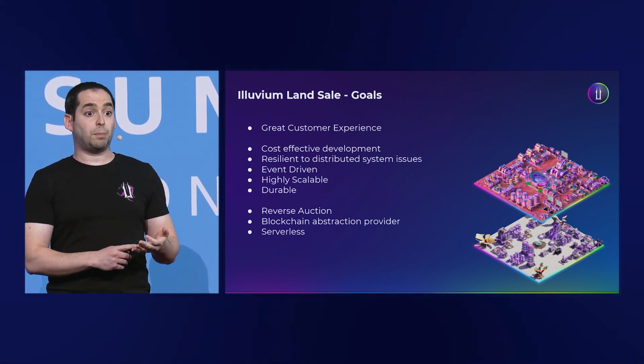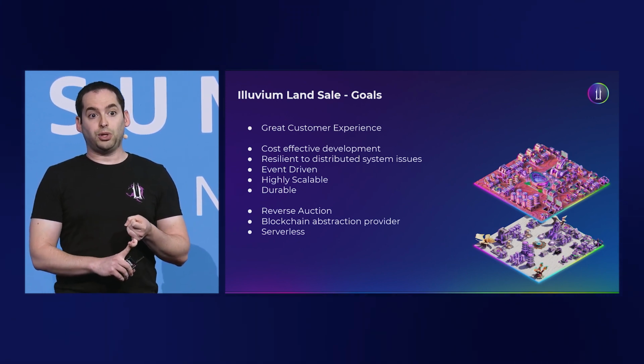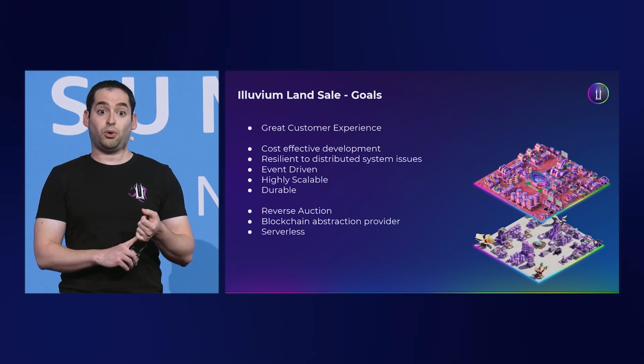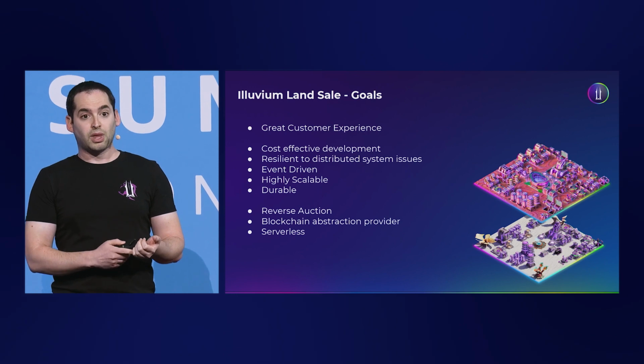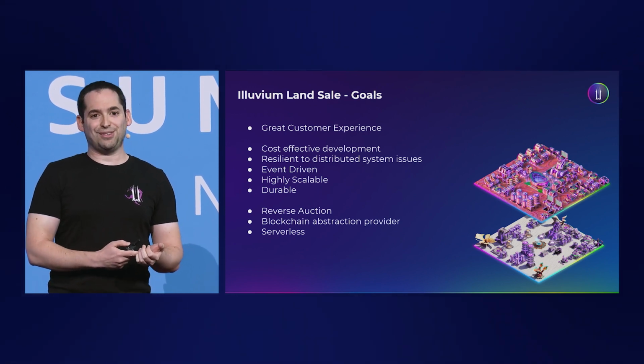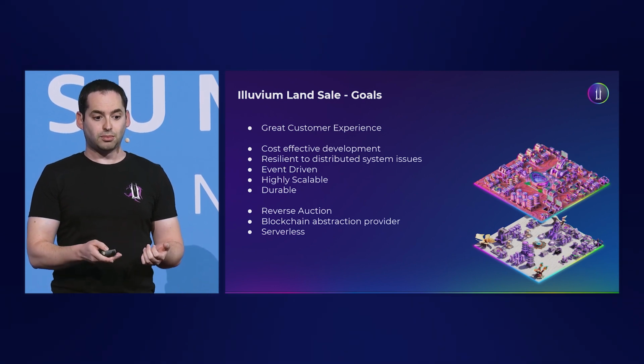Secondly, we decided to use a blockchain abstraction provider. We picked Immutable X, which allowed us to save a lot of cost, both for us and for our customers, by providing an abstraction layer in front of the blockchain. And of course, we went serverless because it provides all the technical benefits that we needed here.